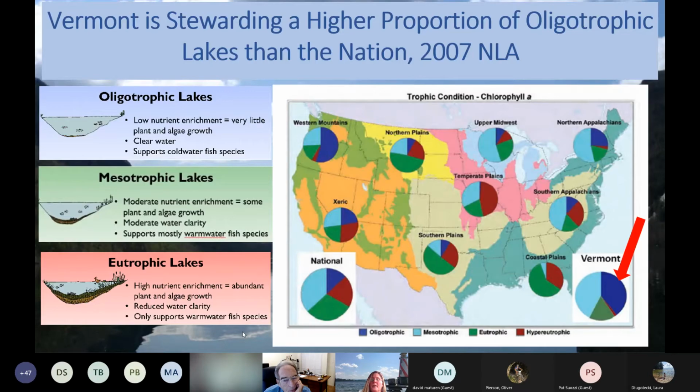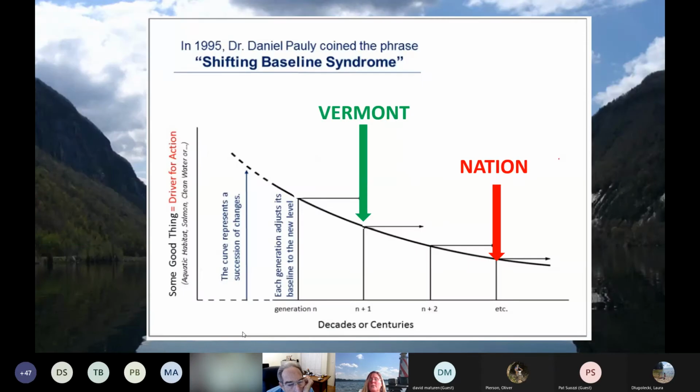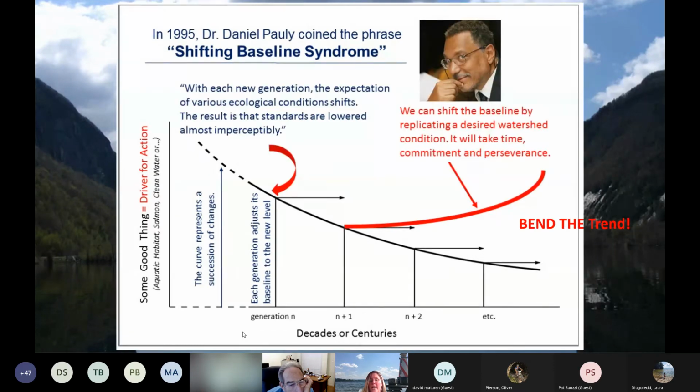Now, you'll recall that with only the exception of the Western Mountains ecoregion, Vermont has a higher proportion of oligotrophic lakes than any of the ecoregions of the nation. So with respect to the shifting baseline syndrome, the rest of the nation is starting off with lower expectation than Vermont is. But regardless, we too are at the mercy of the shifting baseline syndrome. We want to bend the trend or at least flatten the curve like we have done for Vermont's inland lakes currently listed or recently delisted as impaired for aesthetics, Lake Carmi, Lake Memphremagog, and Tickle Naked Pond.